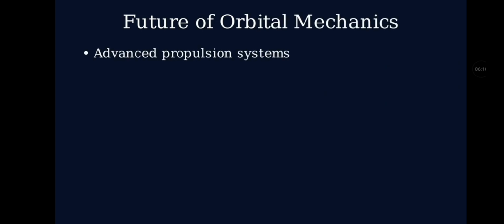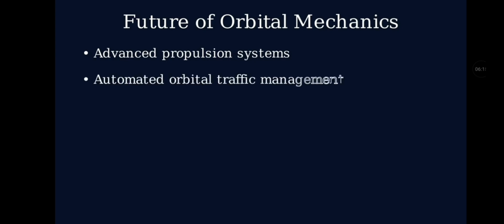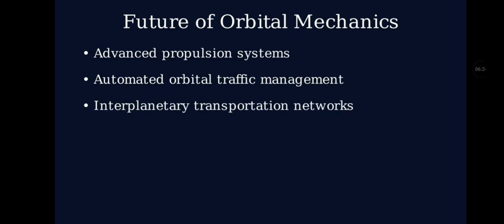Looking to the future, advances in orbital mechanics will enable new possibilities in space exploration and utilization. As orbital space becomes more crowded, automated traffic management systems will become essential for avoiding collisions.